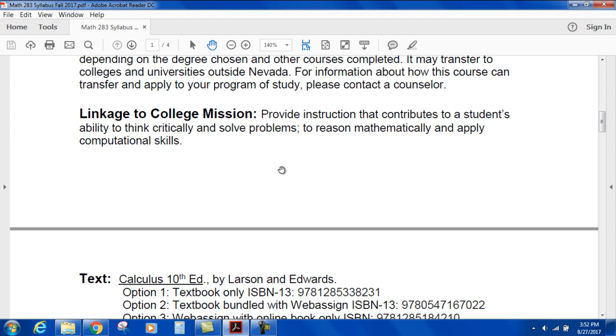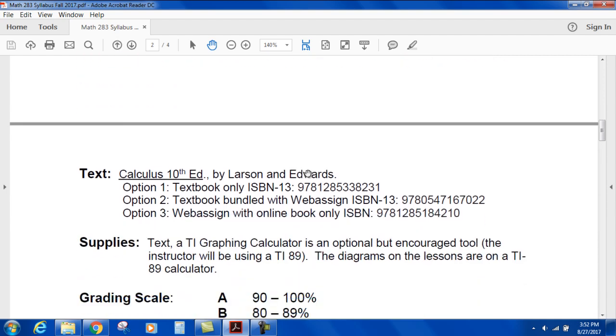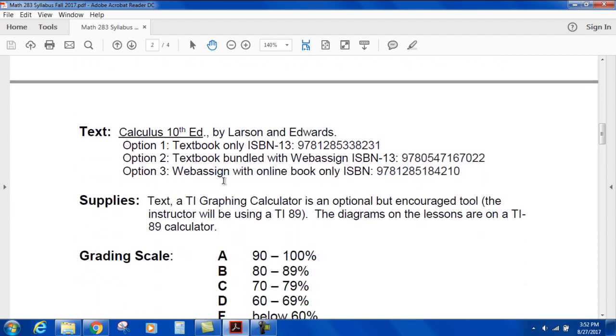Linkage to college mission: provide instruction that contributes to students' ability to think critically and solve problems, to reason mathematically, and apply computational skills. So our textbook is here, it's 10th edition. If you've been taking Calculus 1 or 2 at our college, you probably already have the textbook, or you've used WebAssign. It's the same textbook we've been using, and all the instructors use the same textbook for Calculus. So you have these options here. And if you want to do your homework and exams online, you need to have WebAssign for that.